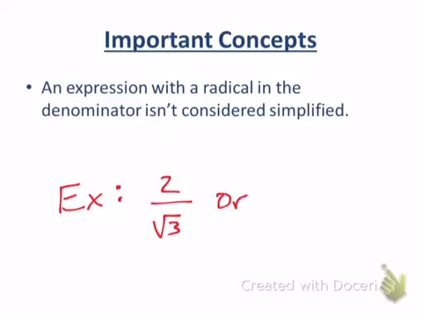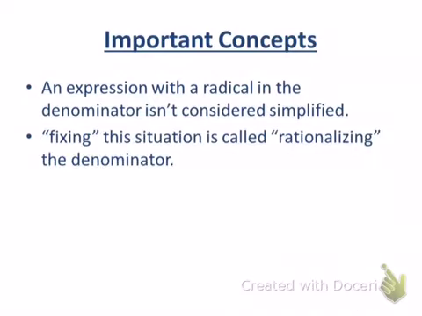Something like this is also not allowed. Why is that not allowed? Because it has a radical in the denominator. Okay? A radical in the denominator is considered not simplified. Okay? Another thing is fixing this situation where you have a square root or a radical in a denominator is called rationalizing the denominator.